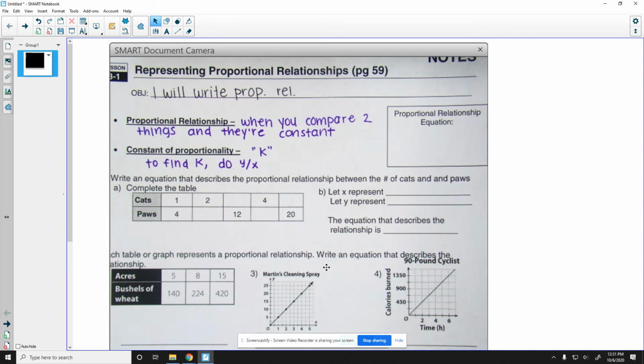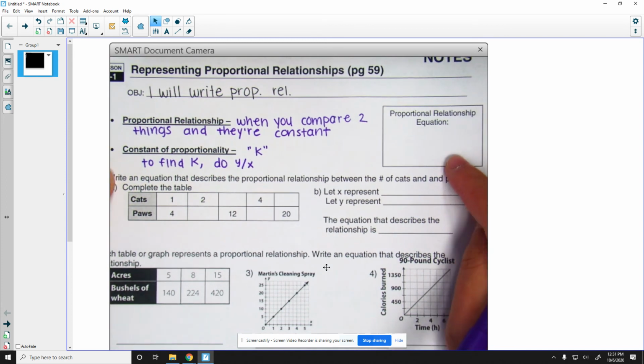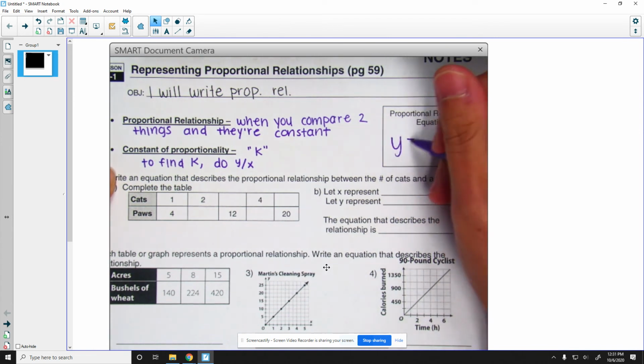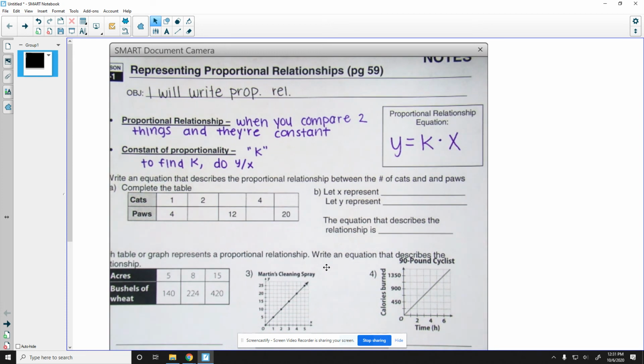Okay, so now you have a proportional relationship equation, okay? So this is not going to make any sense, but again, it's going to make more sense once we actually practice, okay? The proportional relationship equation is y equals k times x. So y equals k times x.